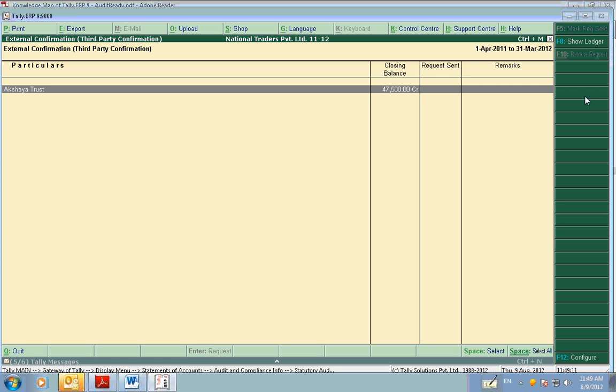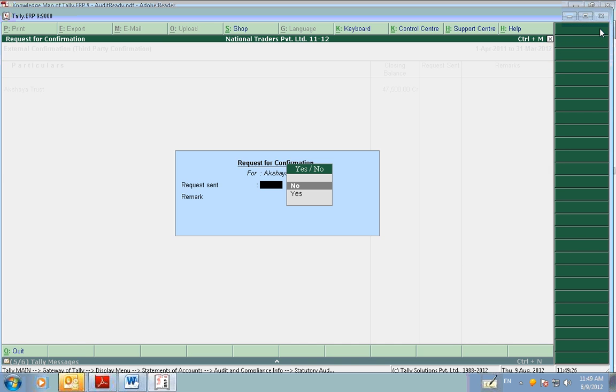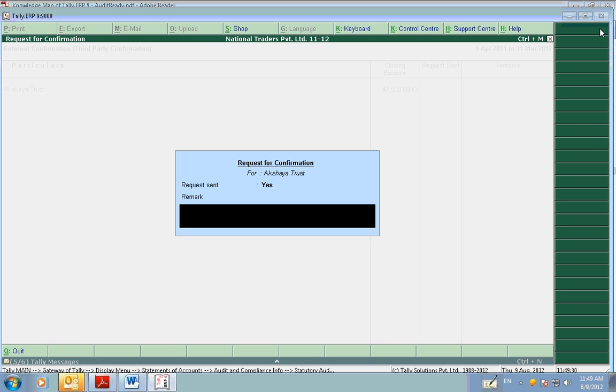So within Tally itself, you can just ask for the confirmation. We'll just see how this can be done, right? I'm neither going to that party and asking, nor calling, nor sending some person there and all that. Just highlight this. Here you have an option, mark request sent. So how are you sending the request? Yes, request sent. I can say mail the document or sent a courier.